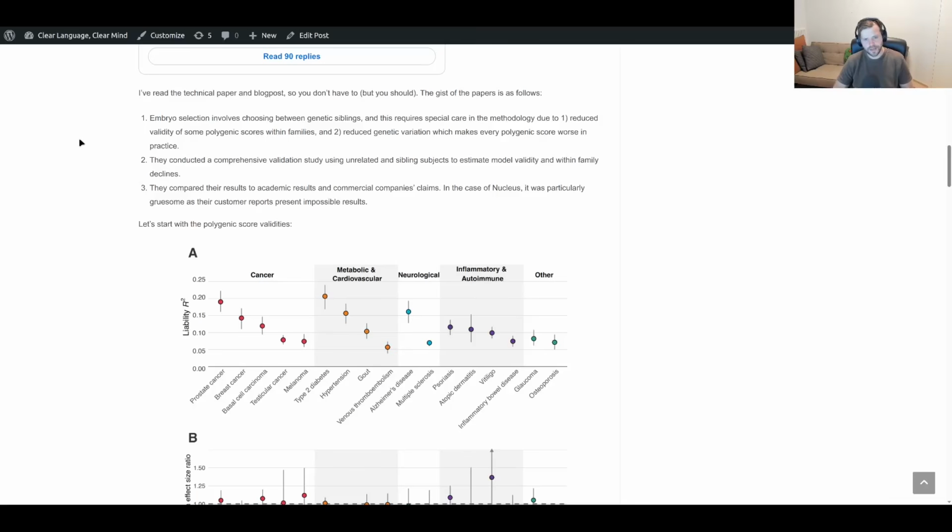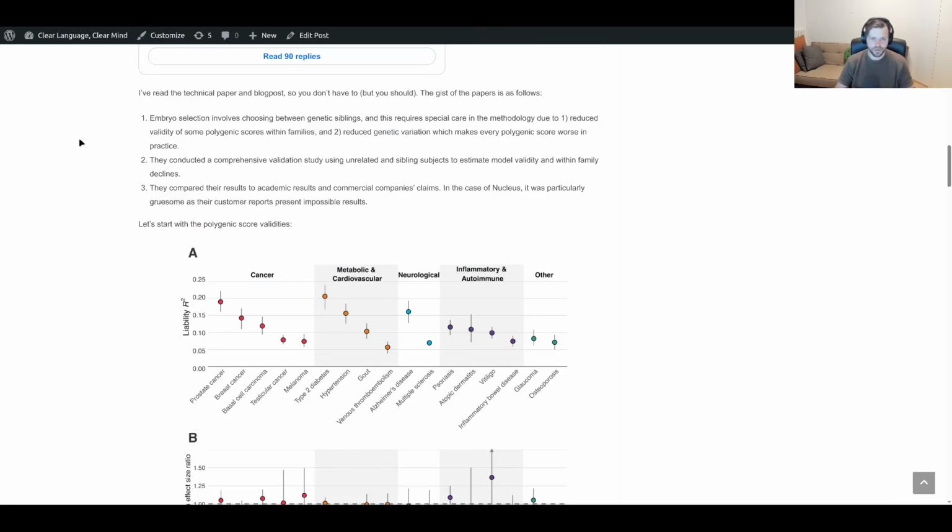So embryo selection involves a few steps, and the most important thing is that because you're choosing among genetic siblings, you need to take special care in the methods. And there are two main reasons for this. First off, the validity of some polygenic scores declines within families. It declines for various reasons: overfitting to family variables, indirect effects, genetic nurture, this sort of thing is currently all the rage.